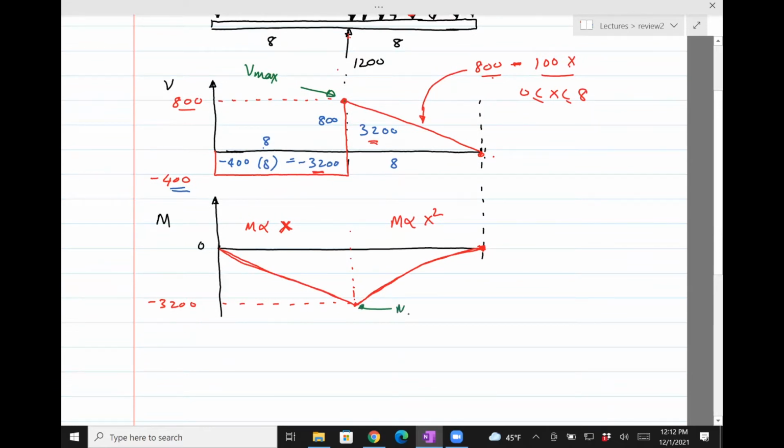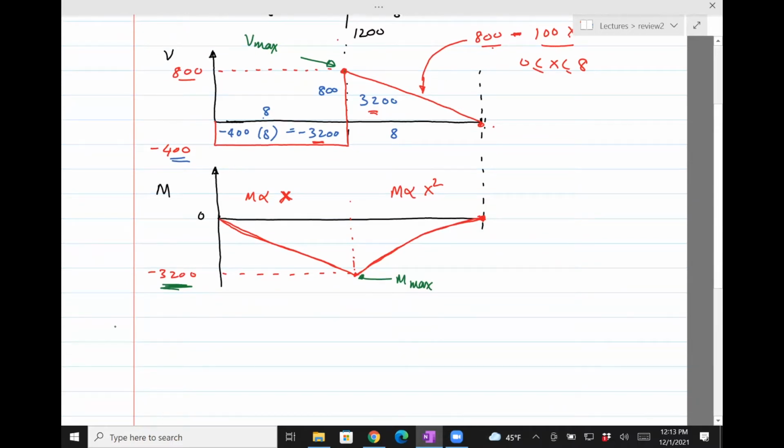Now, when I say max, well, you may argue that that's actually M min, right? It's minus 3,200. But the way this bending moment works is one part is going to be under tensile loading, one will be under compressive loading. So even though one part is minus 3,200, there's a stress which is going to be compressive. The other part of the beam, if the top part is under compression, then the bottom part is going to be under tension. And so it's the magnitude which matters and not the sign for M.